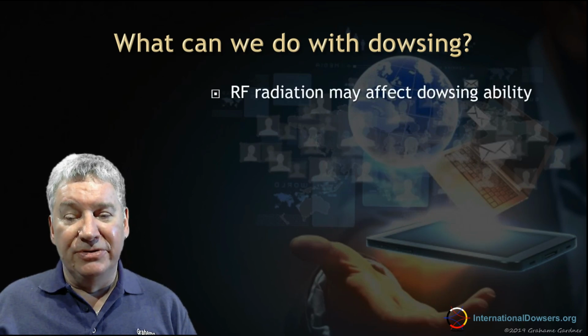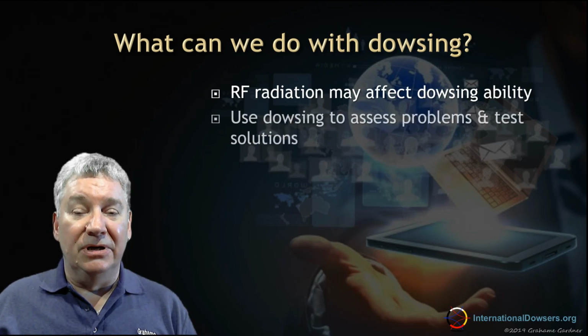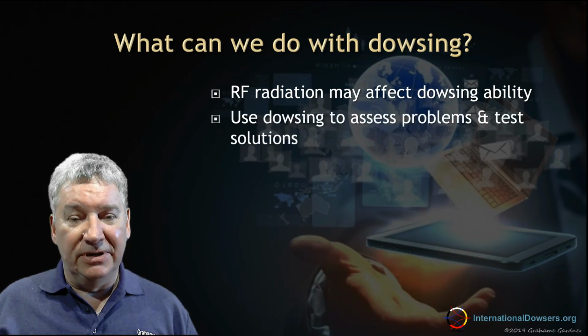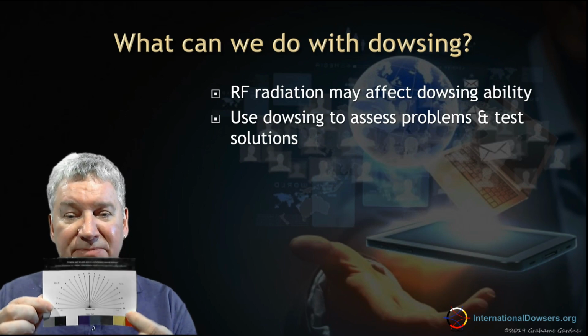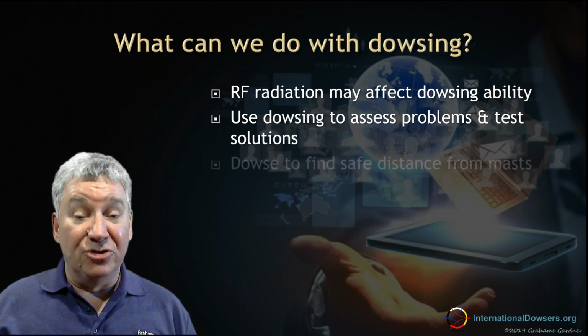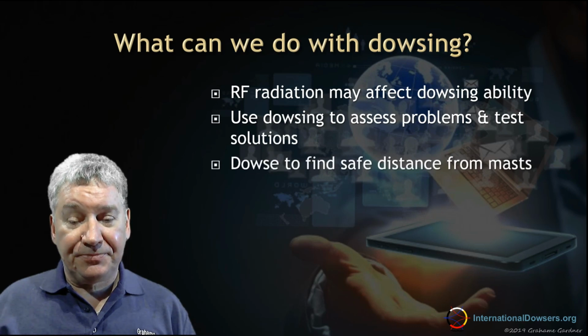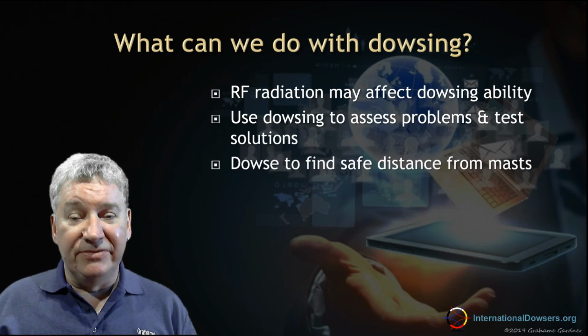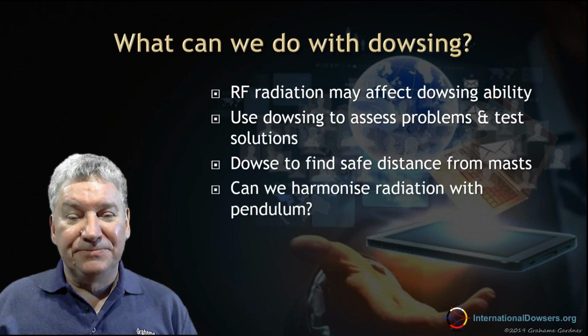We can use our dowsing to check for any problems. So we can dowse the danger levels. We could use a simple plus-minus chart and see how they affect you personally using the same thing. You could dowse to find a safe distance from the mast or any other source and see how it's affecting you. Is there a safe distance? That's a good question to be asking with your dowsing.